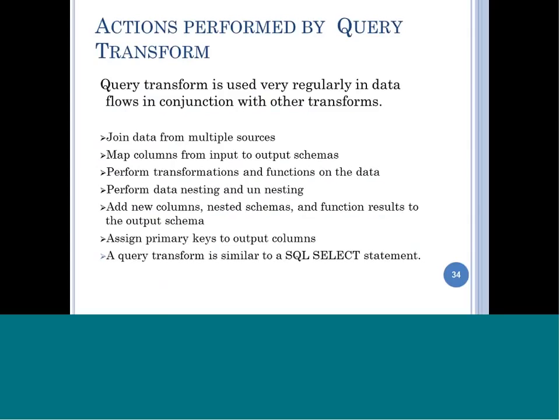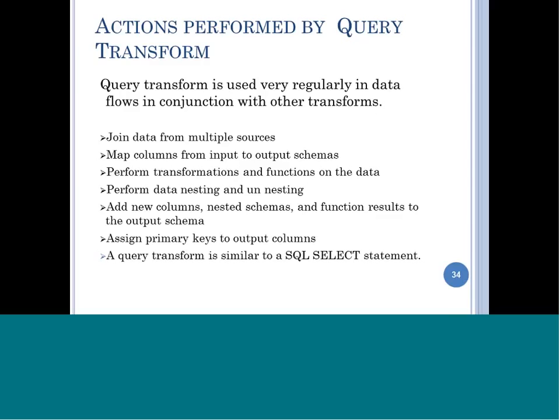So one table is coming from an SAP system, another table is coming from a file, maybe another table is coming from a database. If your sources are heterogeneous, with the data coming from different sources, and you want to combine, join, or perform an intersection between the tables, then you will go for the query transformation.